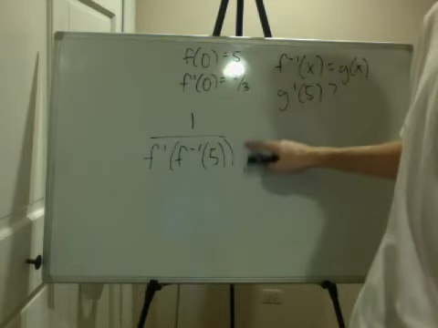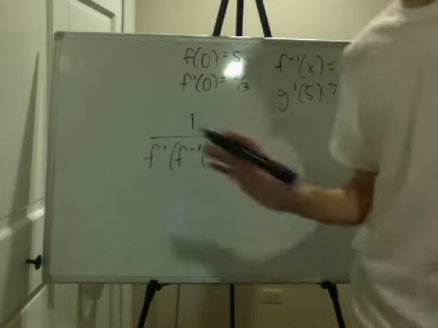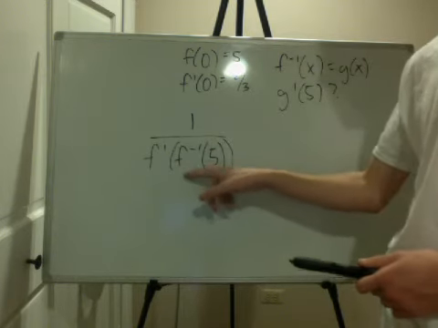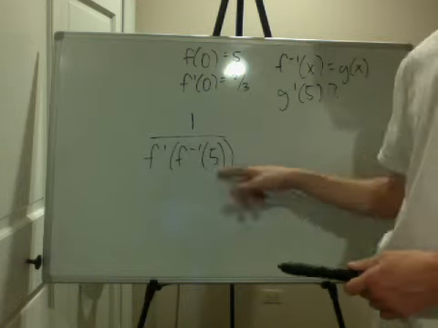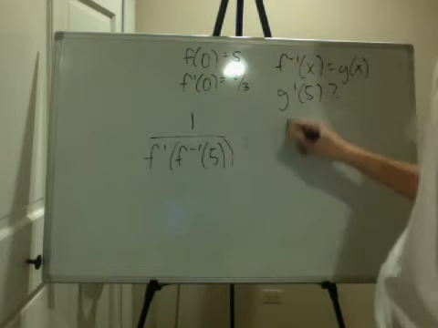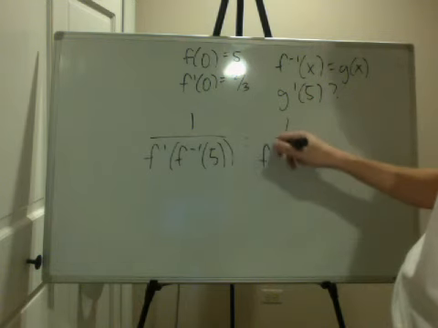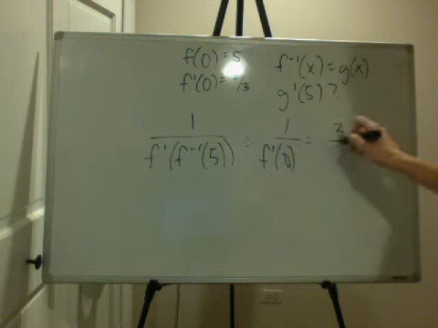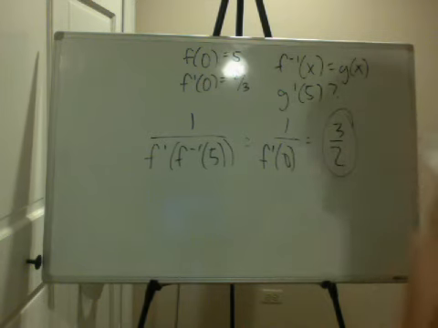Oh, I'm sorry, wait, what am I talking about? Sorry, scratch that. It would be: f of what value gives you 5, and the answer would be 0. So in this case, you would get 1 over f prime of 0, and f prime of 0 is 2/3. The answer is 3/2. Done with this unit.